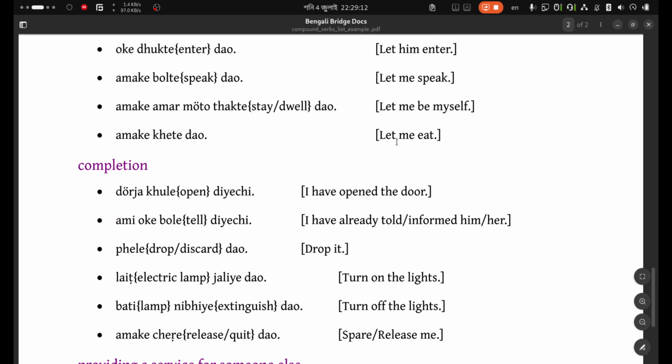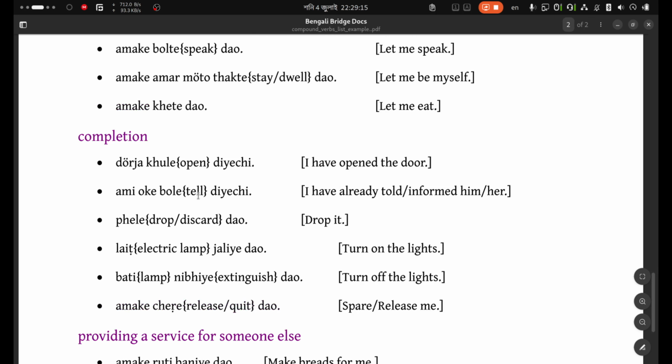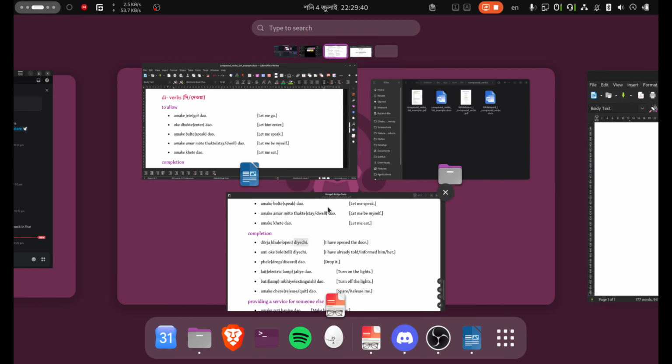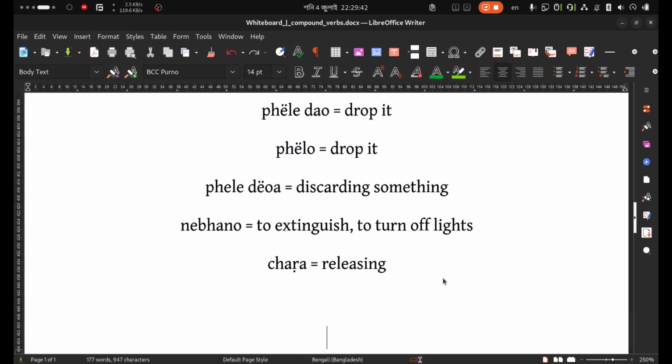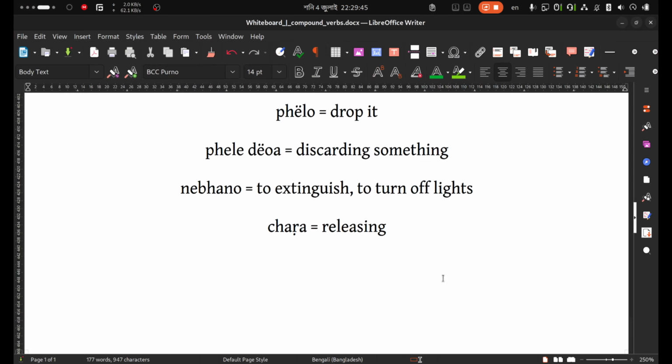But for dewa, it can mean something a little bit different sometimes. And also in some cases, you cannot use fela. For example, the first sentence, দরজা খুলে দিয়েছি, or দরজা খুলে দাও. If we used fela, it would mean something completely different, and it would be disastrous.